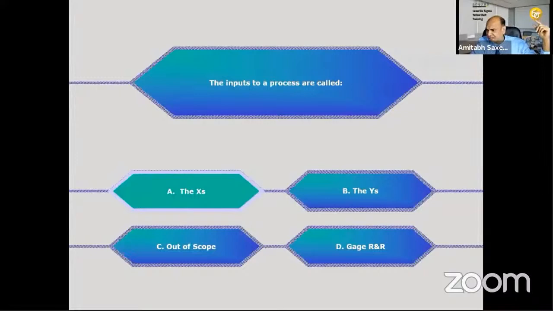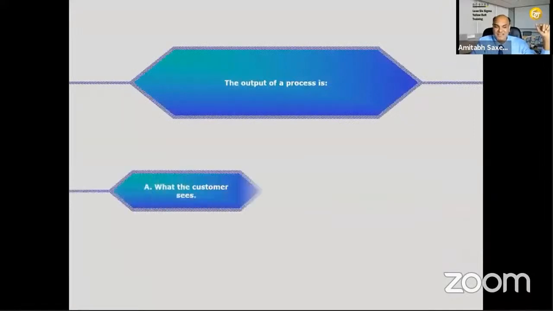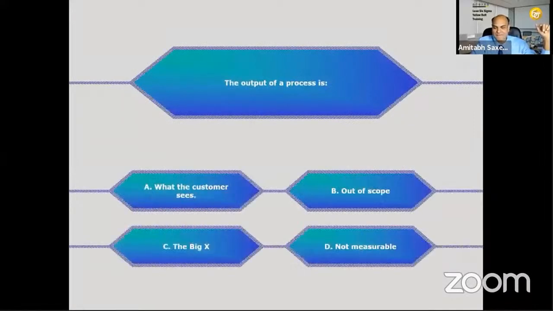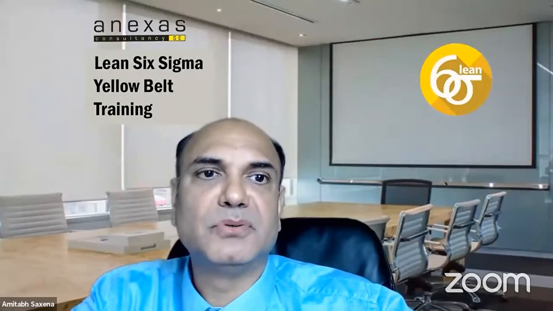Let me see who's given the right answer. Oh, so many people. Everyone has given the right answer. Okay. Output of a process is. Okay, so I hope you have all answered. Almost everyone has answered. 95% of the time you have answered right. Okay, I'm just looking at the questions, just in case people are able to.